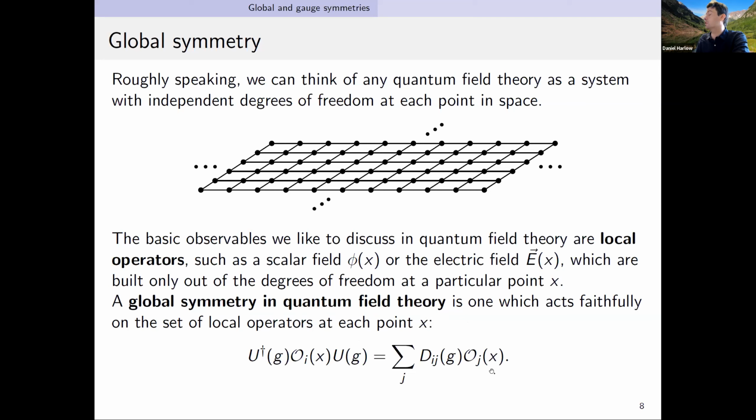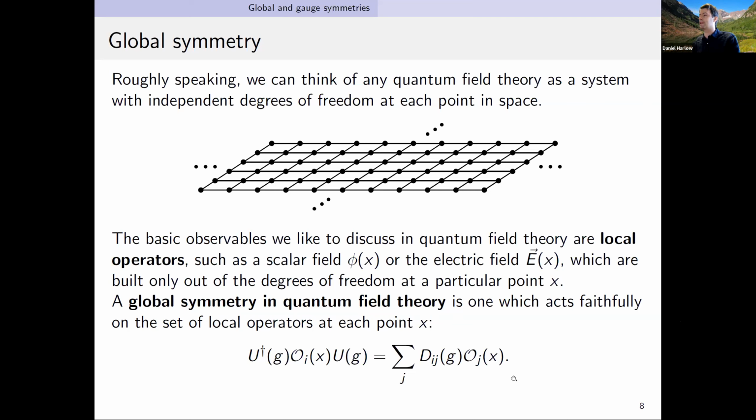Okay, and this is an extremely constraining equation because it basically is saying that for a symmetry in quantum field theory to be a good symmetry, it has to be compatible with this local structure of quantum field theory. It has to take a local operator here and transform it into another local operator here, not into some huge non-local mess. Whereas if I took this projection onto the 42nd eigenstate of the Hamiltonian and tried to conjugate by that, that would just give me some big non-local mess. So this is very constraining. It's the essence of global symmetry in quantum field theory.